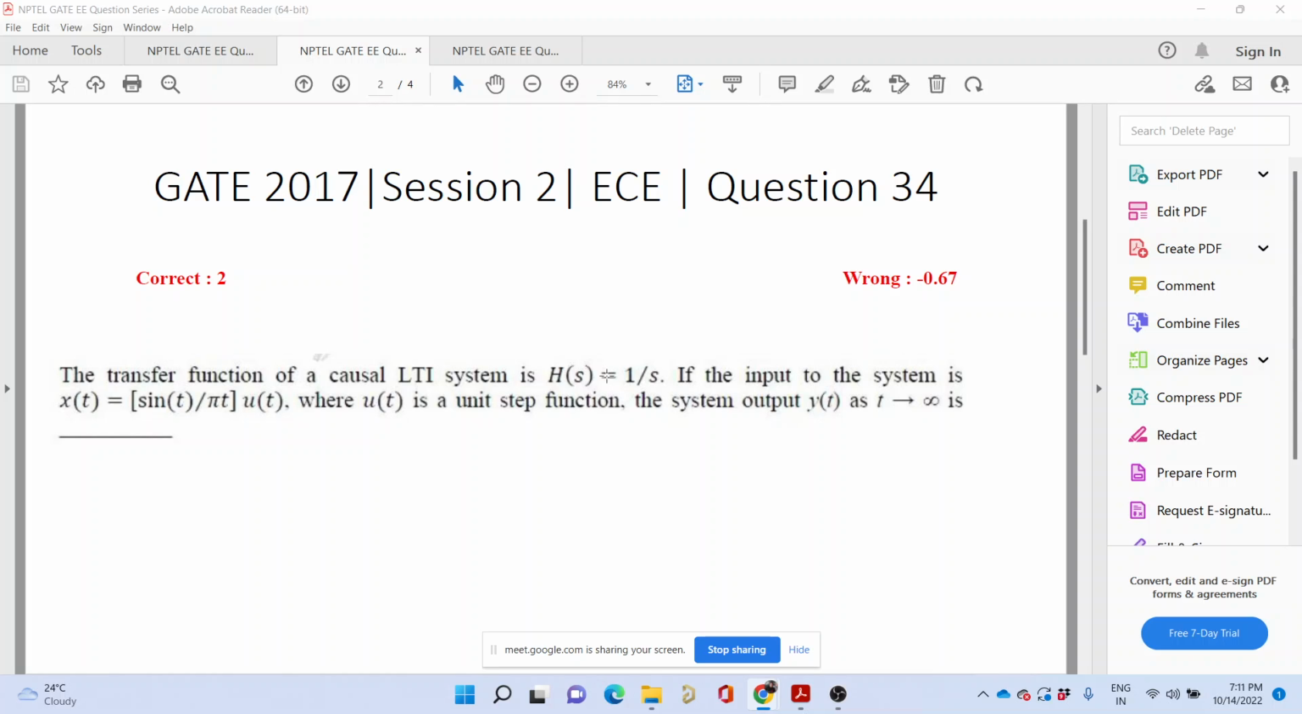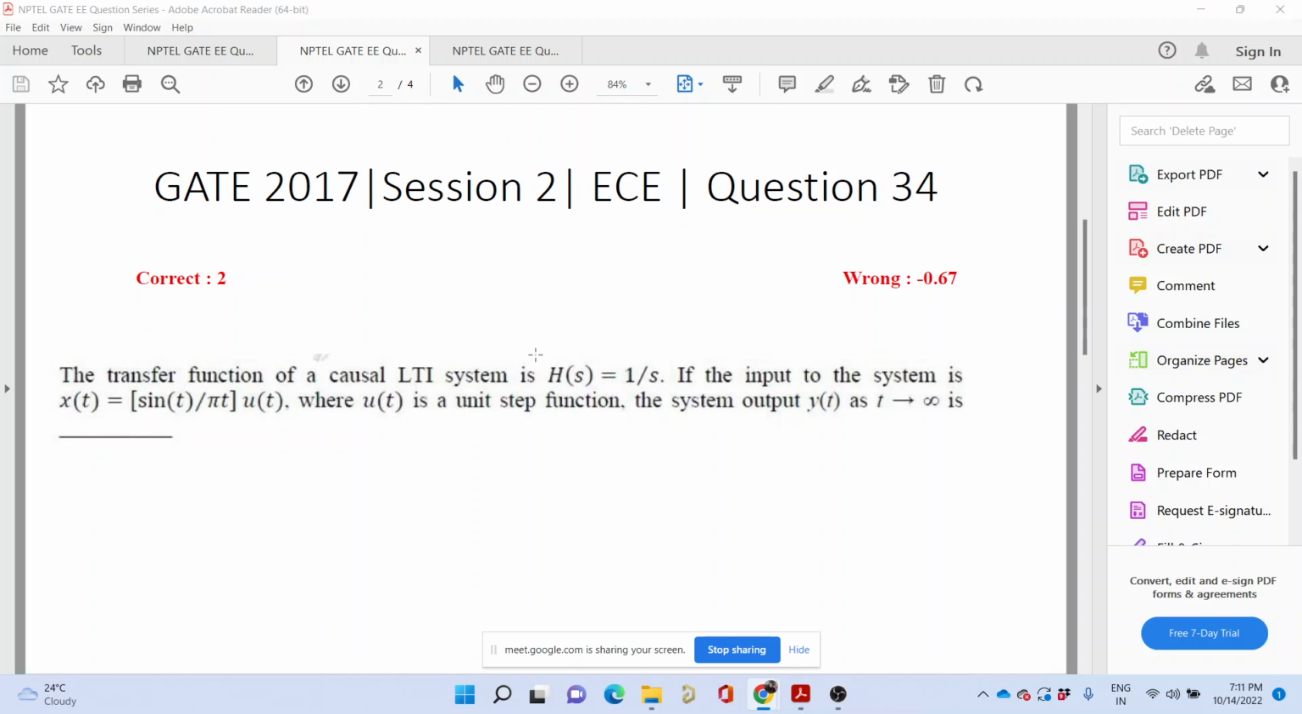The transfer function H(s) has been given to you, which is 1 by s. The input to the system is given to you, and you are asked to find the unit step response of the system at steady state when t tends to infinity. This input is sin t divided by pi t, times u(t), and u(t) is a unit step function.